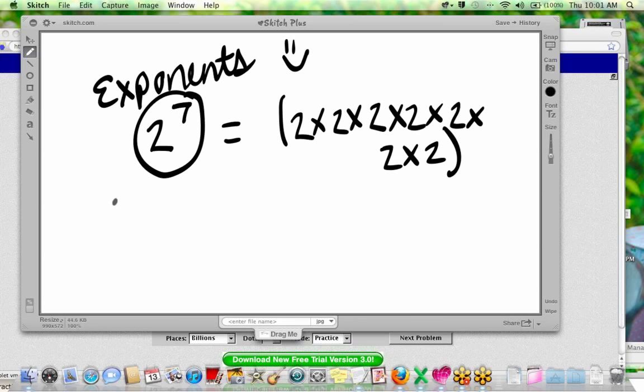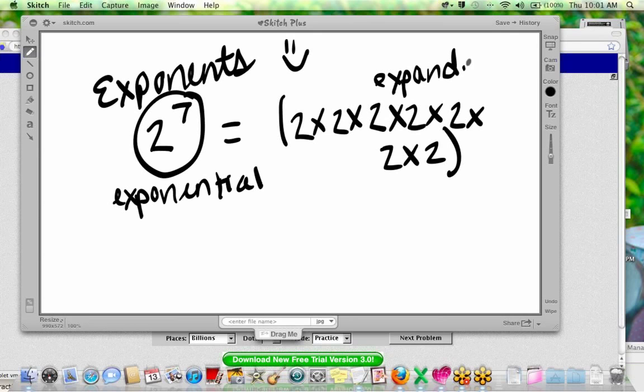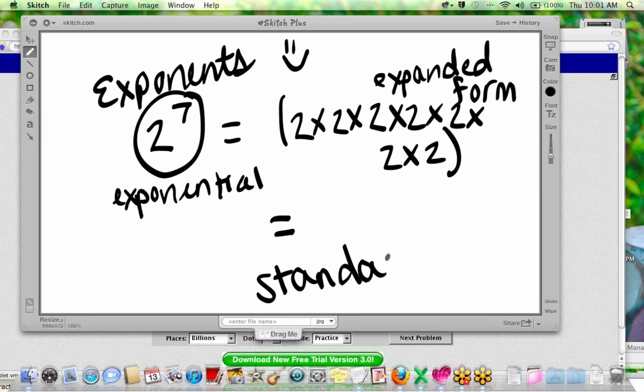Okay, so you need to know some vocab. That's exponential notation. This is called expanded form. I really do write a lot neater than this, but this is expanded form. Now, what we need is standard form, which is really the answer. So I'm going to give you a couple minutes to figure out that answer.